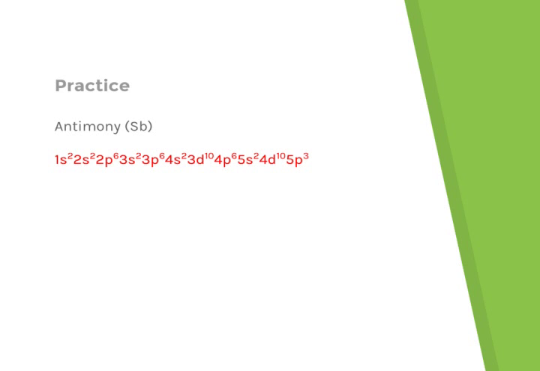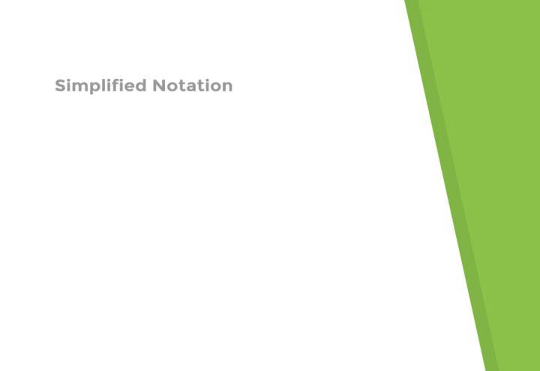Now since this notation is really long and a bit useless because you end up listing a ton of orbitals that come way before the element, there is a way to shorten it. You just write the name of the noble gas that comes before the element in brackets, and then you do the notation for the row of the element.